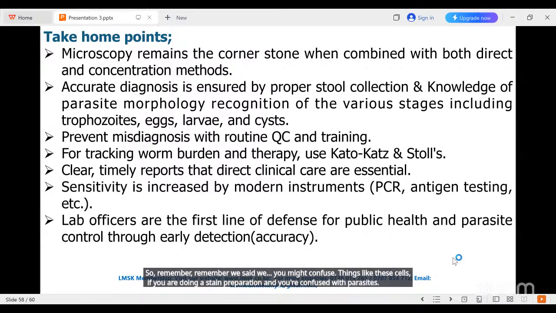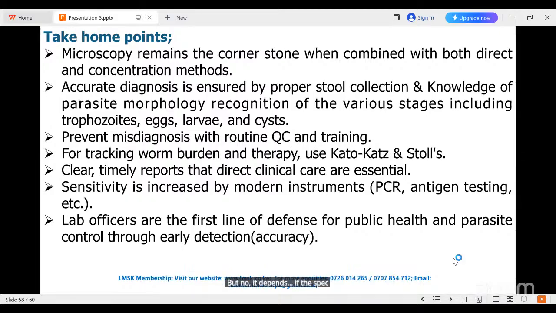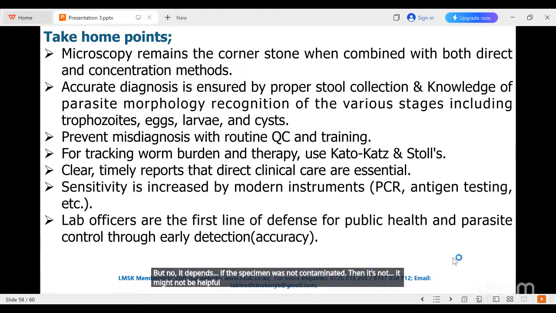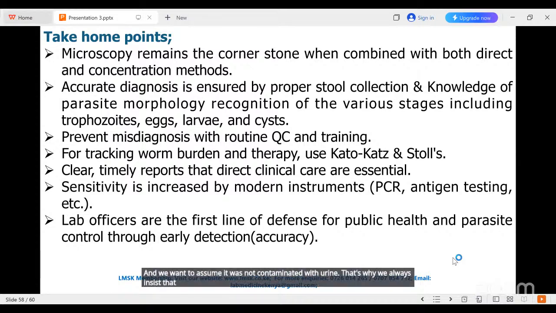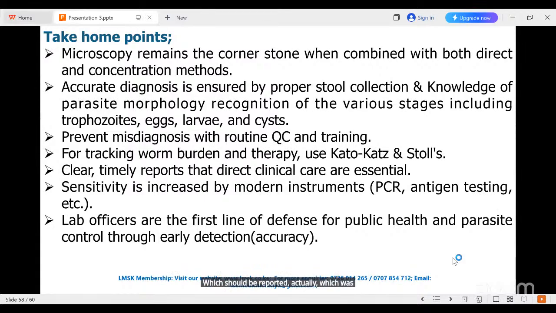But it depends. If the specimen was not contaminated, then it might not be helpful to report yeast cells because we consider them contaminants. And we want to assume it was not contaminated with urine. That's why we always insist that you make sure you confirm it was not contaminated, because it might be a result of contamination from urine, which should be reported actually if it was in urine. It's very significant. But assuming this specimen was not contaminated, we assume that these yeast cells are just contaminants.